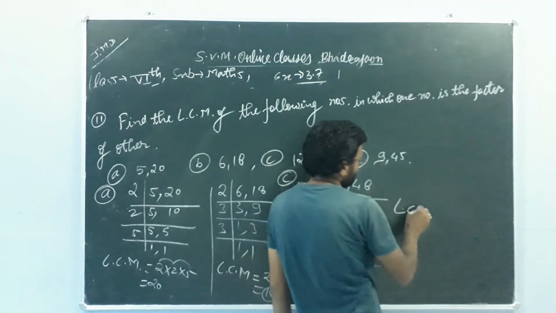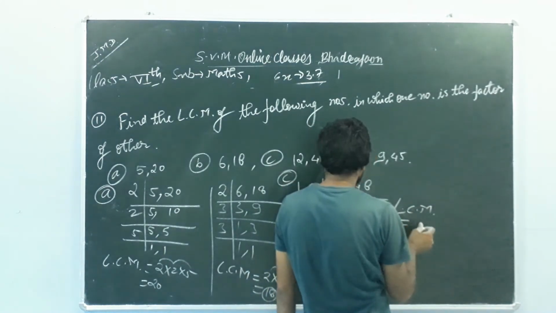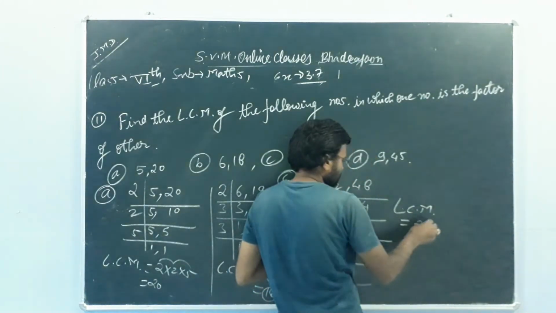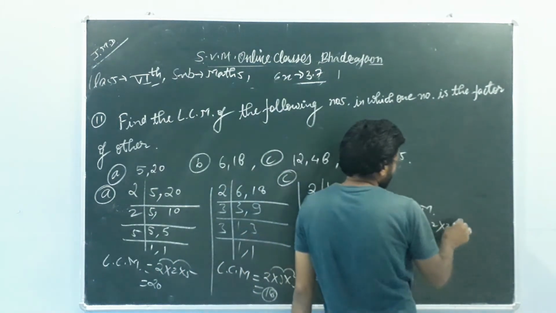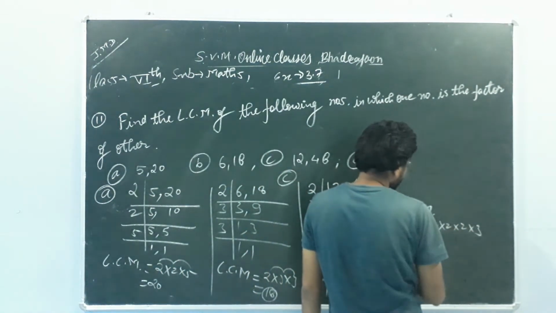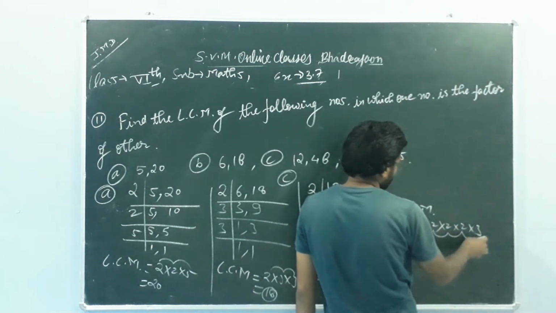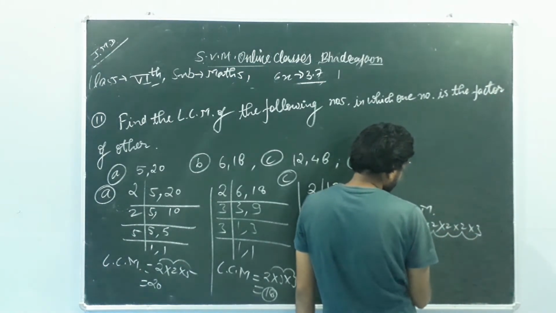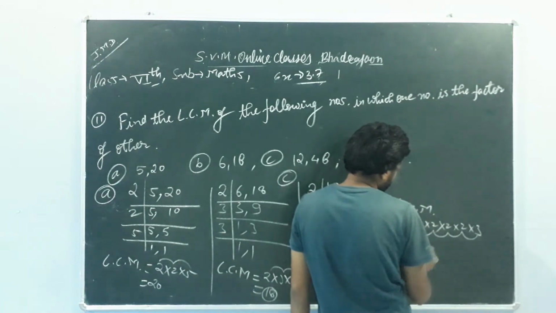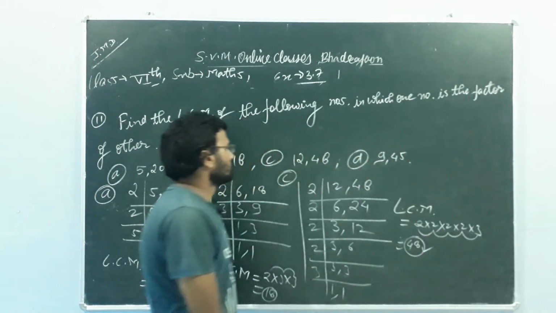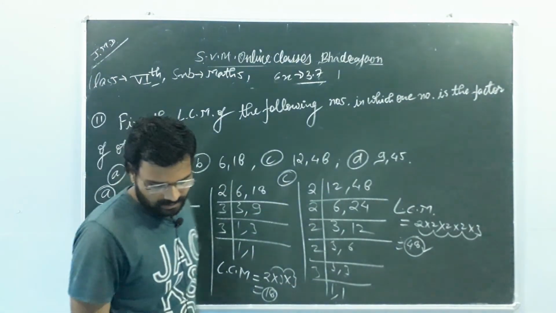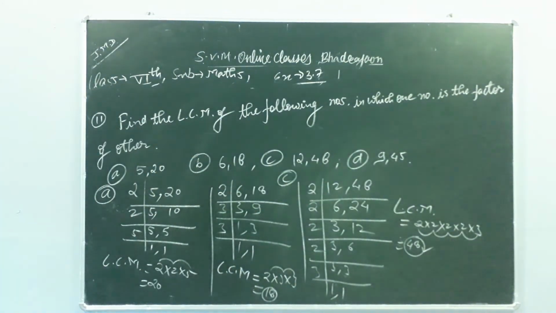So our LCM is what? Our LCM equals 2 into 2 into 2 into 2, 4 times, into 3. 2 to the 4 is 16, and 16 times 3 is 48. 48 is our answer, the greatest number or the biggest number of the two numbers.